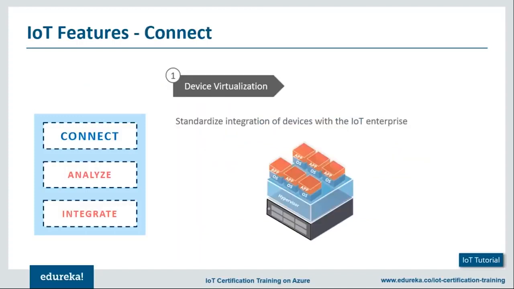Now, the first stage of Connect is device virtualization, because what you need to first do is standardize the integration of the device to the enterprise platform which is present on the cloud. It could be present on a cloud, it could be present on a server, but again, it's all going to be connected through the internet. So I need to ensure that a certain level of standard is present on the device so that it can connect to my Internet of Things platform.